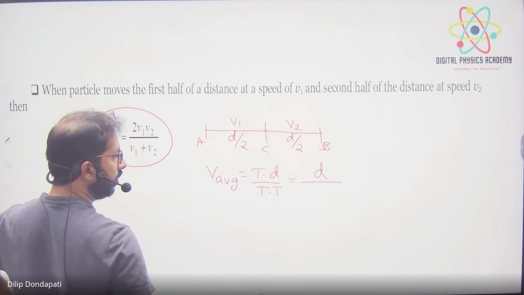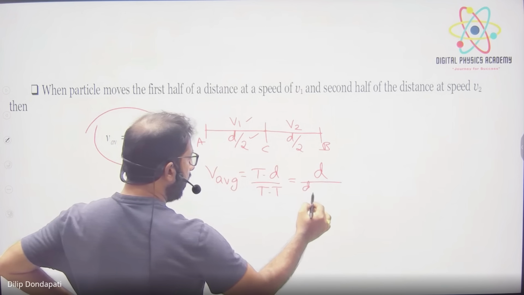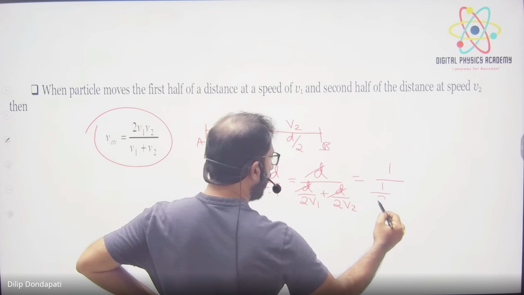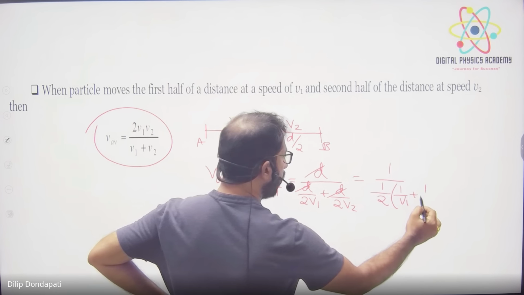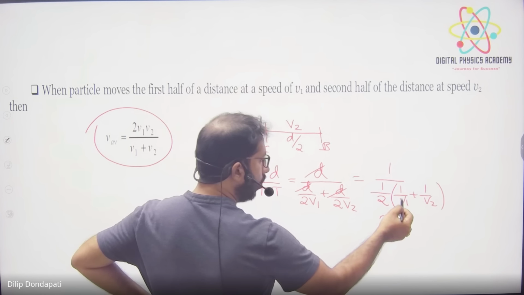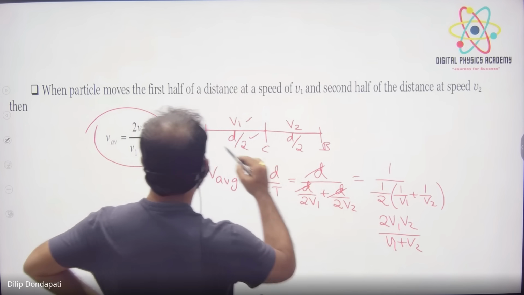Distance by speed. Distance is how much? D by 2, so time is D by 2 V1, plus D by 2 V2. So D cancels. So if I take 1 by 2 common, it is 1 by V1 plus 1 by V2, and the 2 goes up. And if you take the LCM, V1 plus V2 goes up, so we get 2 V1 V2 by V1 plus V2, which is the formula.